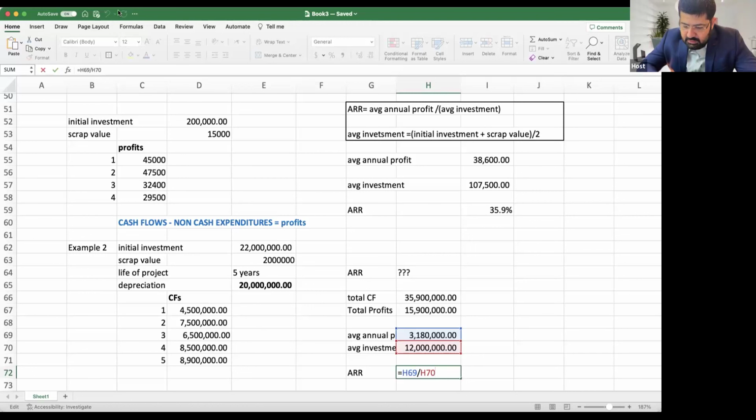So here it is, 26.5%. If there is any issue, do let me know.